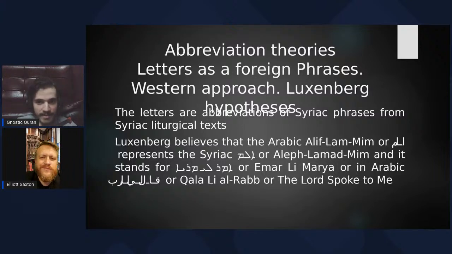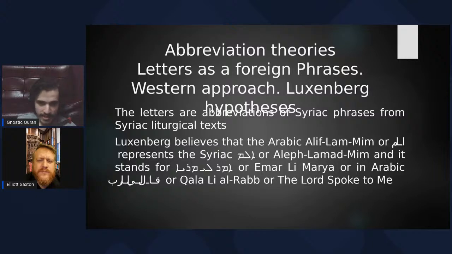But the second hypothesis is the Western approach. There are different ones, but I just pull up Luxenberg because he's famous nowadays. Luxenberg presents the idea that the letters actually come from Syriac liturgical text. For example, Luxenberg believes that Arabic Alif Lam Mim represents the Syriac Olaf Lamad Mim. Originally there was a Syriac script, but it broke up for some reason. It stands for Emar li Maria in Syriac, which in Arabic would sound like Qala li Rabb, the Lord spoke to me.